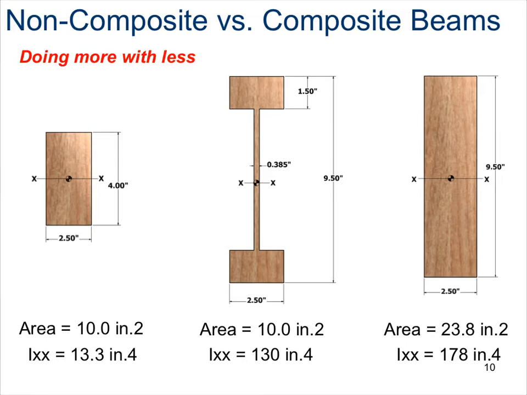Beam 1 all the way on the left has an area of 10 square inches. The wooden I-beam in the middle has an area of 10 square inches. And then beam 3, which is a rectangular beam again, has an area of 23.8 square inches. Let's also calculate the moment of inertia for each of these cross sections. In the first picture, again, all the way on the left, the moment of inertia is 13.3 quad inches. The picture in the middle, the wooden I-beam, has a moment of inertia of 130 quad inches. And the picture all the way on the right, beam 3, has a moment of inertia of 178 quad inches.